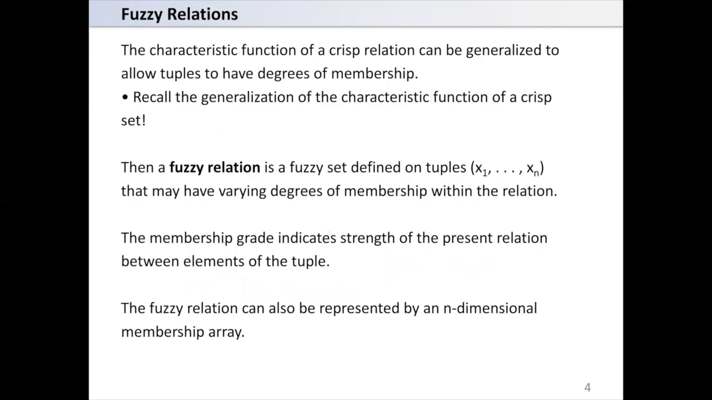The characteristic function of a crisp relation can be generalized to allow tuples to have degrees of membership. Recall the generalization of the characteristic function of a crisp set. Then a fuzzy relation is a fuzzy set defined on tuples from x1 up to xn that may have varying degrees of membership within the relation. The membership grade indicates the strength of the present relation between elements of the tuple. The fuzzy relation can also be represented by an n-dimensional membership array.